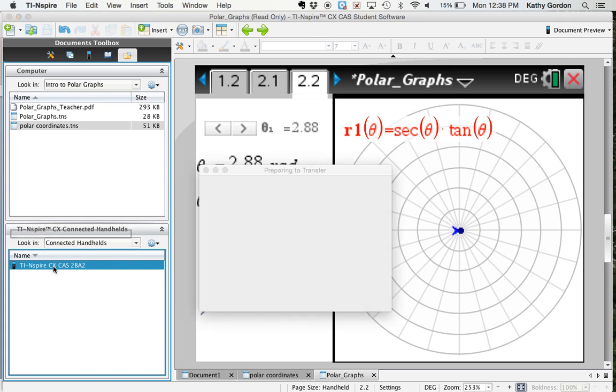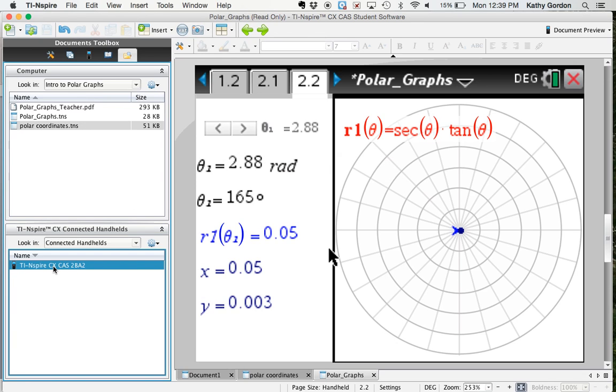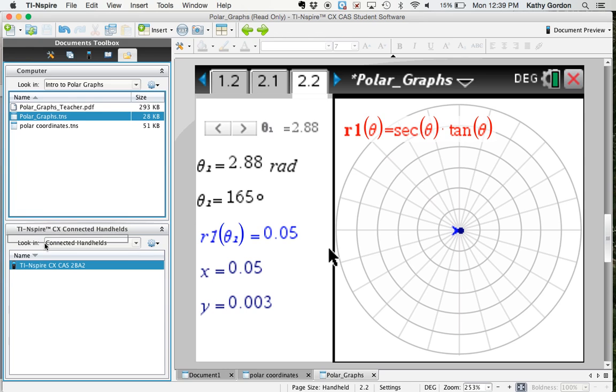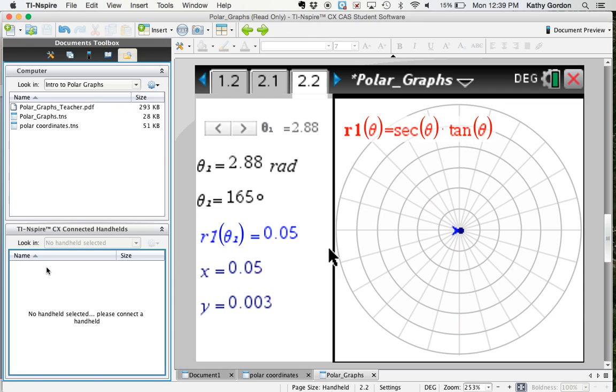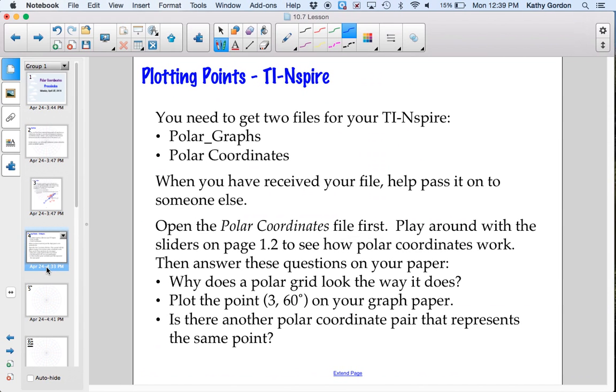Think about it. Why do you have so many polar graphs and polar coordinates? All right, so once you get them shared, then open up the polar coordinates file. Play around with the sliders on page 1.2 a little bit, and then answer these 3 questions on your notes.